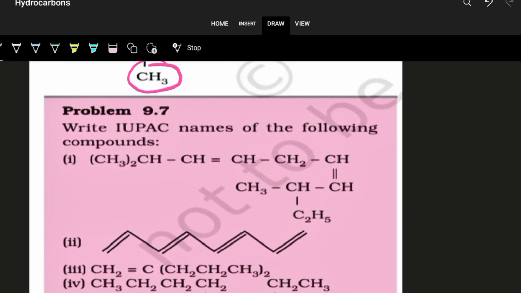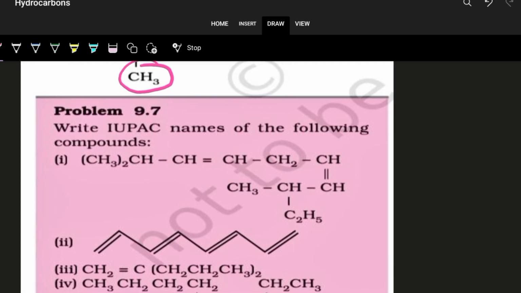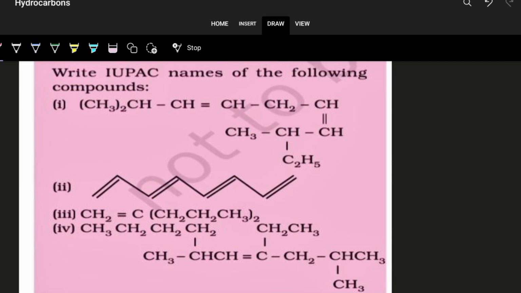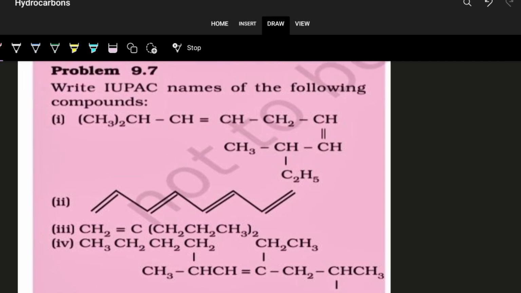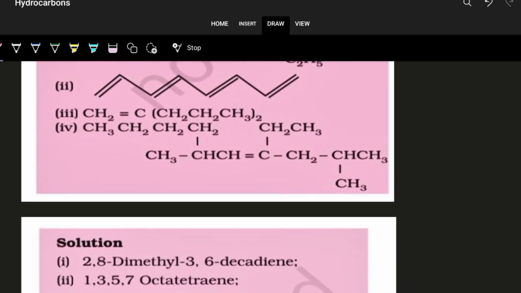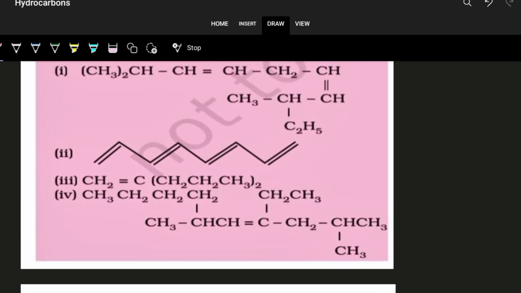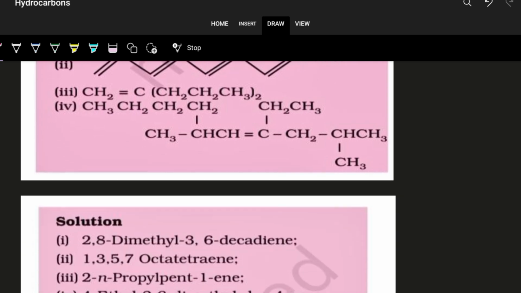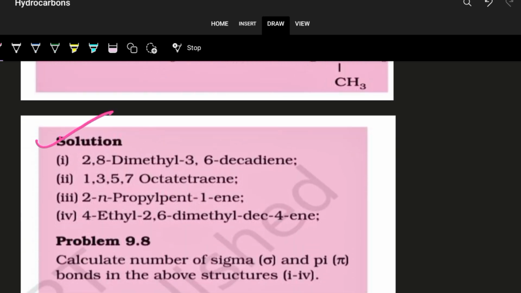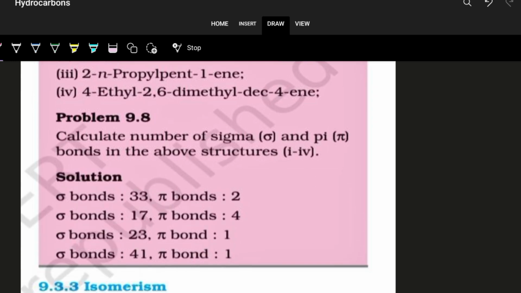Write the IUPAC names of the following. Here again you have to search for the longest carbon chain containing the functional group, that is the double bond. You also need to keep in mind the lowest locant rule. So obviously the numbering should begin in order to give the larger number of carbon atoms, the long chain. Following this, the solutions are here. You can check with your try. These are solved examples, and calculating how many sigma and pi bonds exist in those structures.